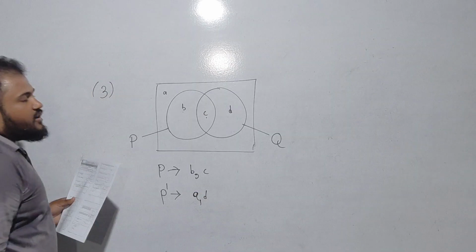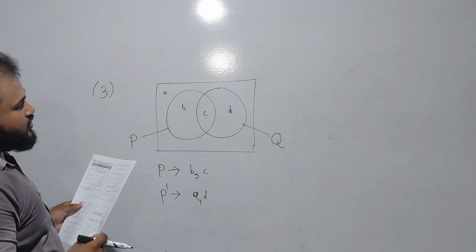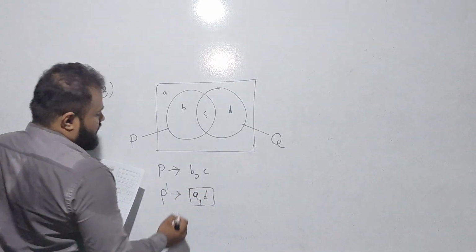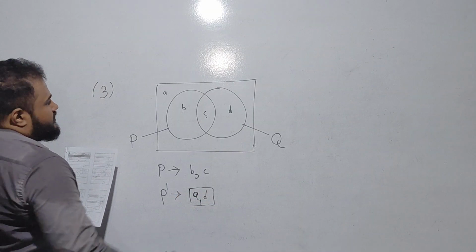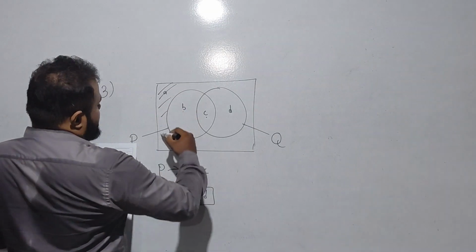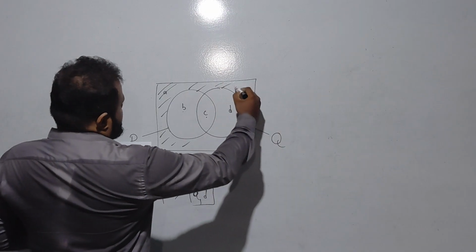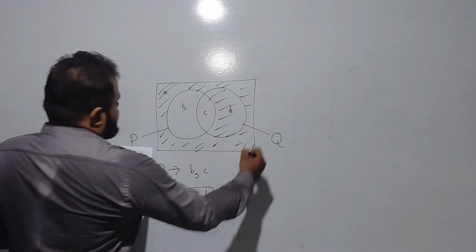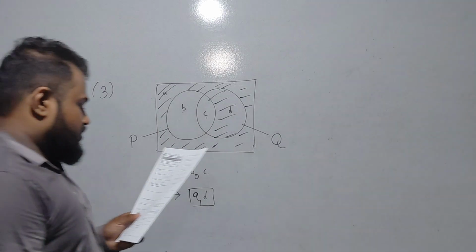So if they ask to color or shade P dash, what do they have to color? Region A and region D. So we are shading this region A as well as region D. That's the answer for question number 3.